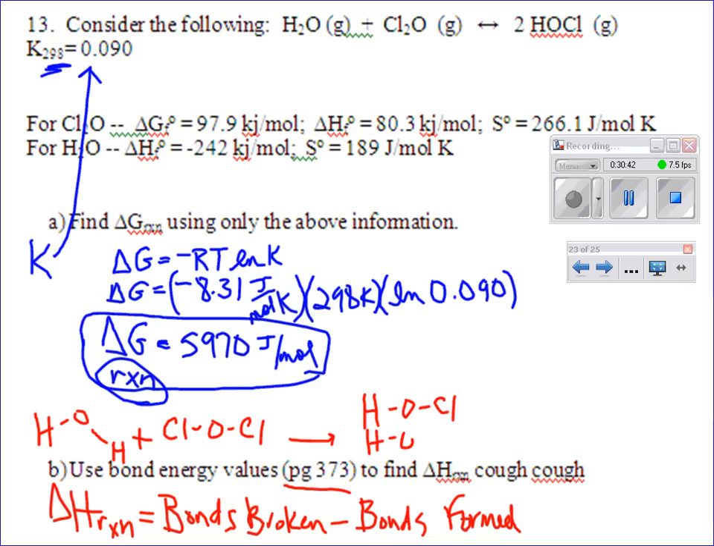I just want to show you this because this is kind of interesting. What bonds are we breaking? How many HOs are we breaking? 2 of those. So we're breaking 2 OHs and we're breaking 2 ClOs, right? Everyone see that? What are we forming? 2 HOs and 2 ClOs. So what would our delta H be? 0. That's why we don't have to pull the table out.